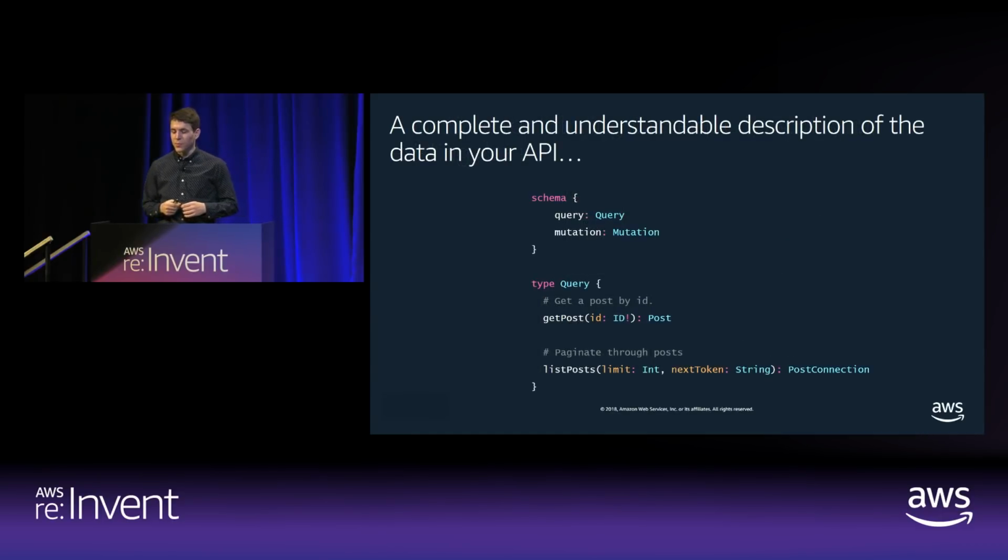The next piece, it's a complete and understandable description of the data in your API. So this is the schema. You can see here an example of the schema definition language. At the root of it, you define the types that handle your root operations. So at the top, you see schema, and then you see lowercase q query points to capital Q Query. That capital Q Query is just an object type in your schema that you can define however you want. You can change the name of it if you want. But it basically is defining what is the root of your application's graph.